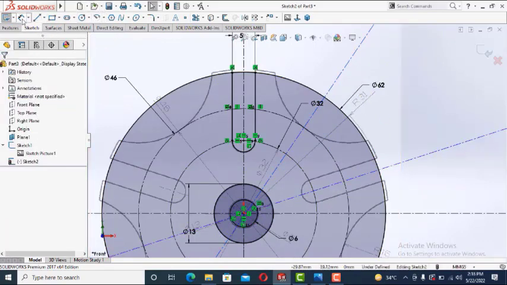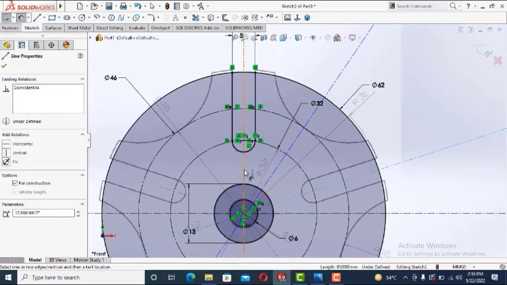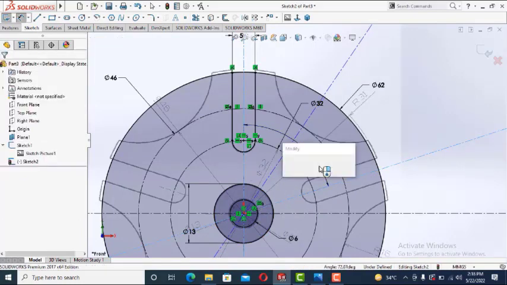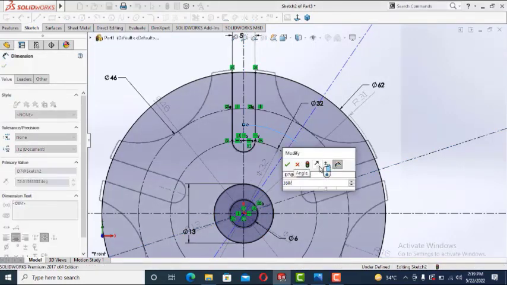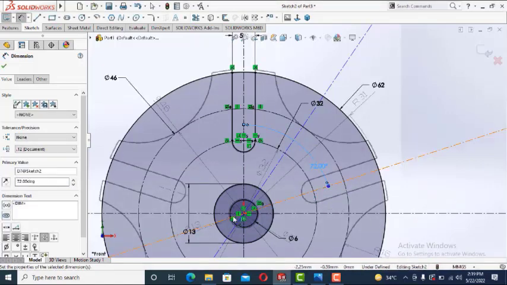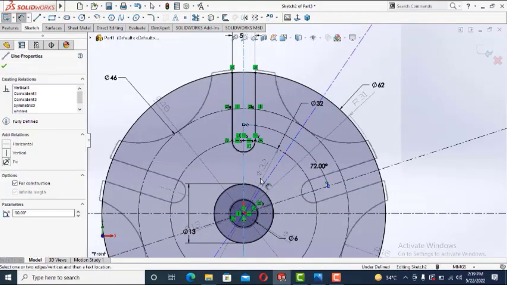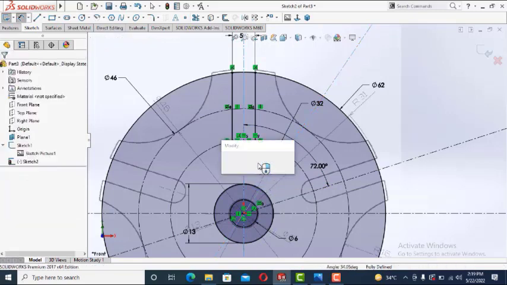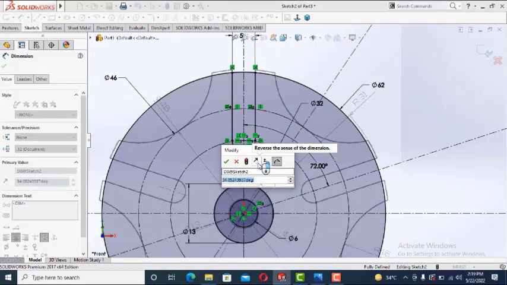Now let's dimension. The angle of this center line with vertical will be 360 degree divided by 5, because we have to copy these elements 5 times. So the angle between two consecutive elements will be 360 degree divided by 5. And this is the bisector of this angle. That's why the angle with this line will be 72 divided by 2.